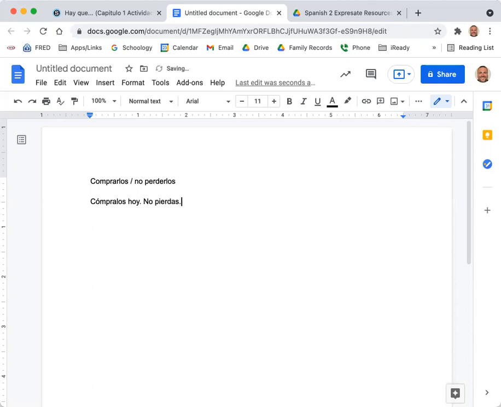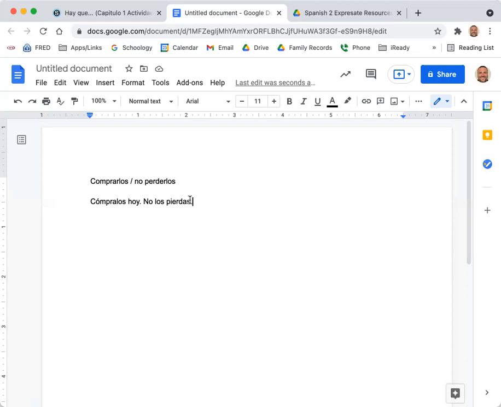Now, where does the los go? Is it going to go at the end of pierdas or is it going to go before? The answer is it goes before. A rule of thumb you can always use is that the direct object pronoun is going to tend to go before the verb in just about every situation.